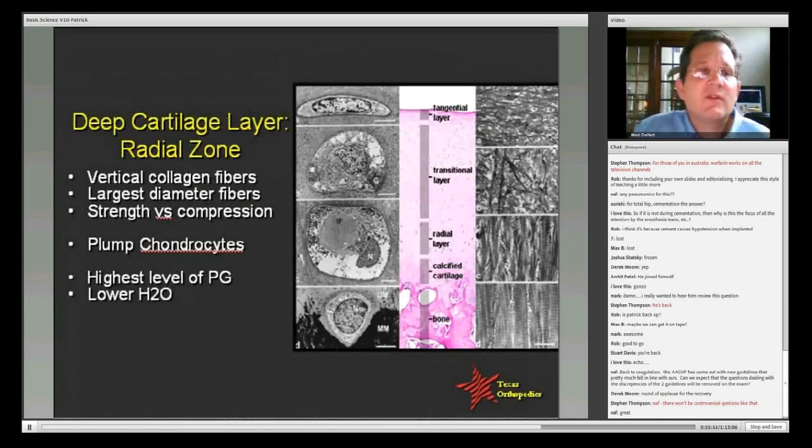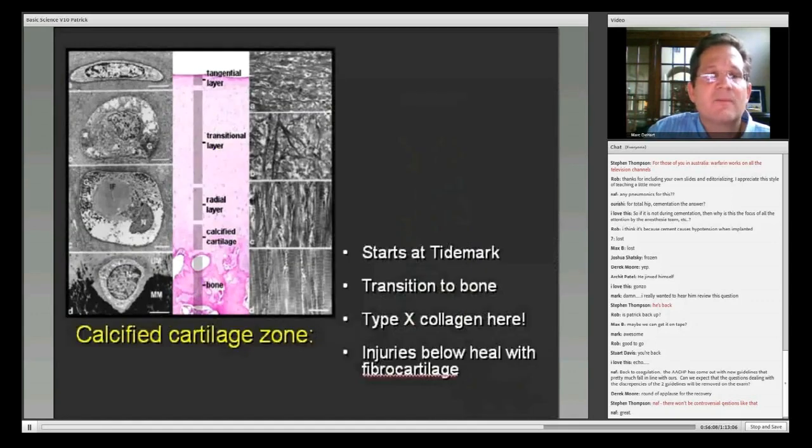The deeper layer, the deep cartilage zone or the radial zone, has vertical collagen fibers, and it has some of the largest diameter collagen fibers because it provides strength versus compression. There are plump chondrocytes, and it has the highest level of proteoglycan and the lowest amount of water.